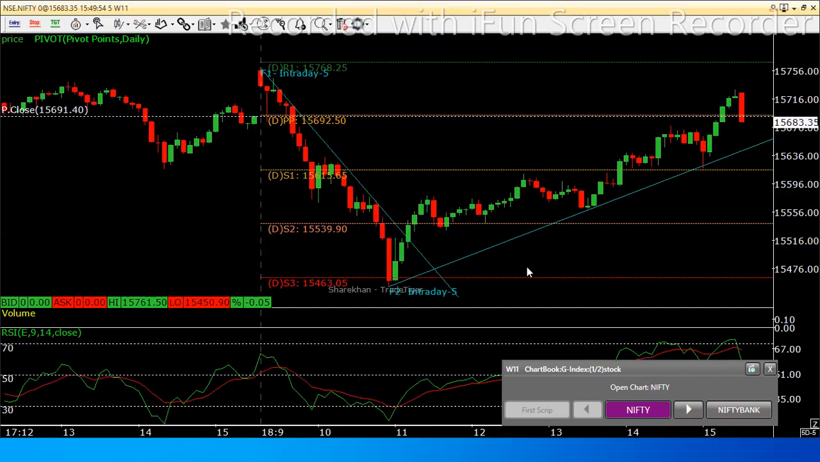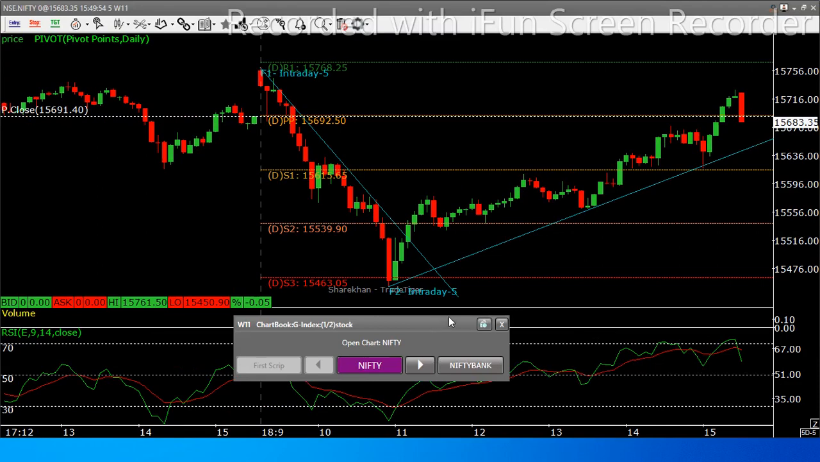Channel again. So this is the chart of the Nifty here. You can look at me here. Okay, so today I am going to give you how to trade with the pivot points, supports and the resistance, right? On an intraday basis.